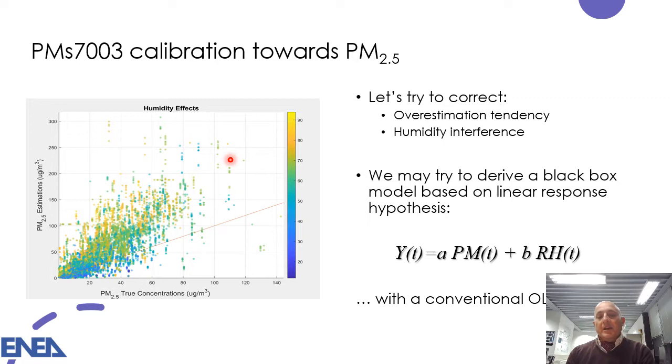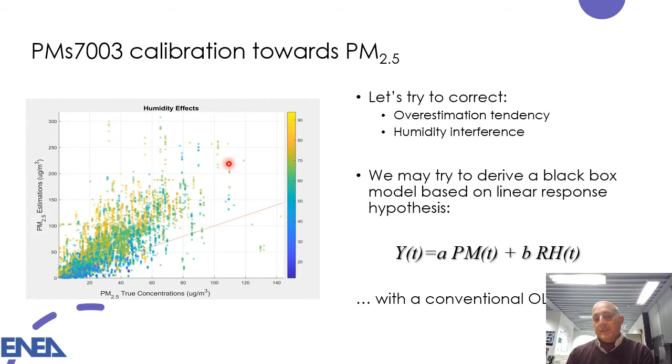And we also see that this tendency is exacerbated by high relative humidity levels. So the larger the relative humidity, the larger this tendency to overestimate. Another feature of this sensor is that the larger the concentration, the larger the overestimation bias. But this is actually good news, because the sensor appears to be linear over this span.